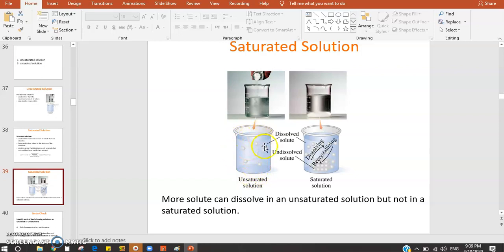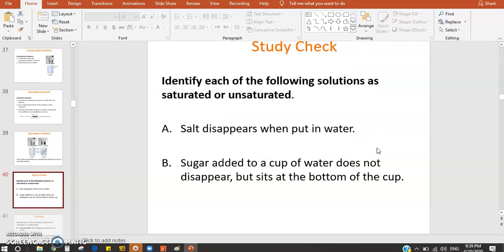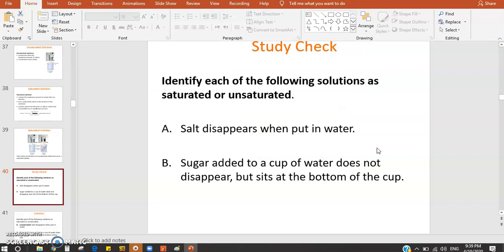So you can see in the photo here, as long as the particles dissolve, we have an unsaturated solution. When the particles stop dissolving and then precipitate, as you can see here, at the bottom of the beaker, then we do have a saturated solution. You cannot take any more.